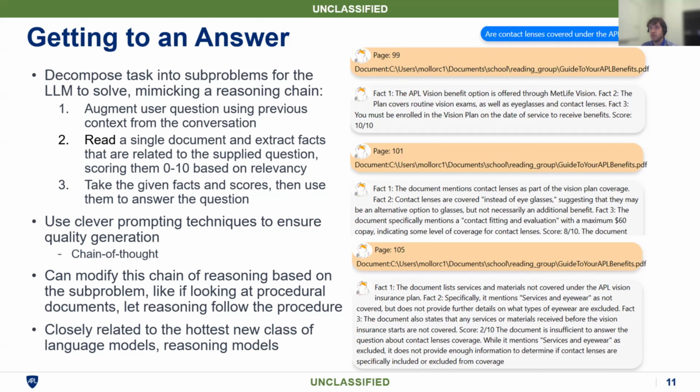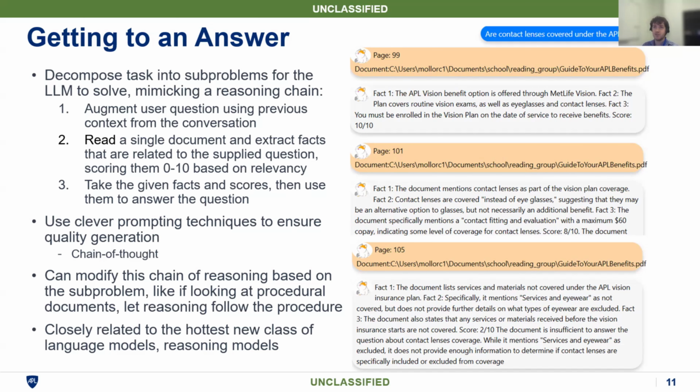First we augment a user question using previous context from the conversation. This is motivated because humans usually write very terse questions when they ask, and it's useful to add in extra information and also disambiguate things such as pronouns by giving it history. And it's useful to do that before retrieval so that the disambiguation is actually part of the retrieval process. So we do that first, and then for every document, we say read a single document and extract the facts that are related to the supplied question, scoring them 0 to 10 based on relevancy.